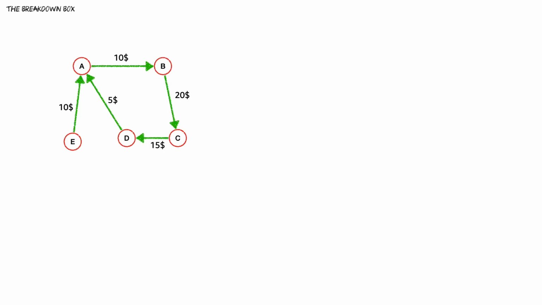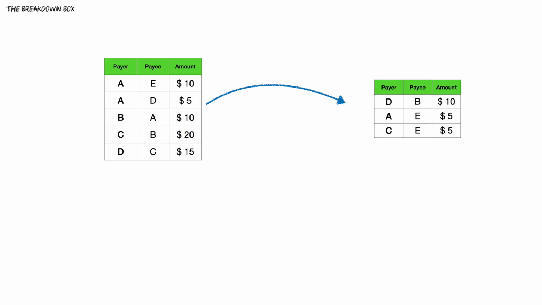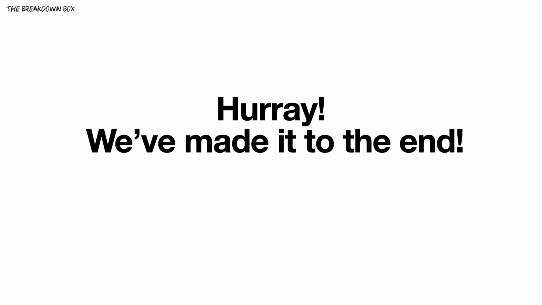We started with this graph, and transactions according to this graph will be this. Before using Splitwise, we would have to make 6 payments, but now we have to make 3. And this is how we minimize transactions. Hooray! We have successfully navigated through the world of heaps and discovered how they help us in calculating minimum transactions in simplifying debts.